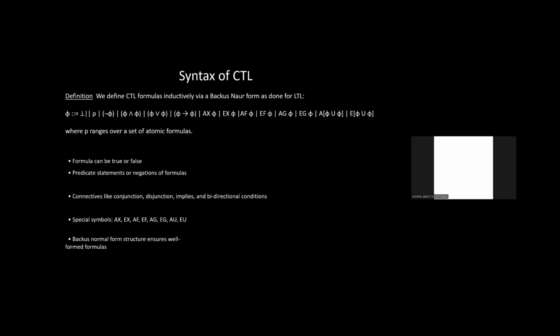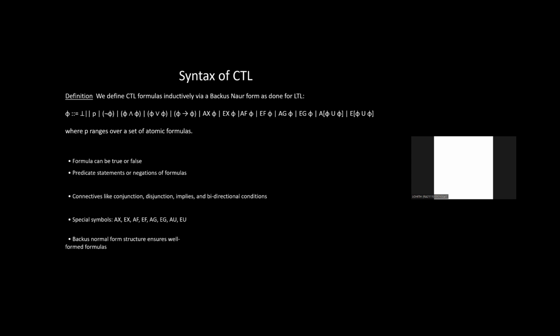Predicate statements. Predicate statements are fundamental components of computational tree logic. These are expressions that can be evaluated as true or false based on the current state or conditions. They can be used in computational tree logic to specify various properties and constraints about a system. Connectives. Computational tree logic uses logical connectives to build complex formulas. These connectives include conjunction, disjunction, implies, bidirectional conditions, and statements are equivalent.